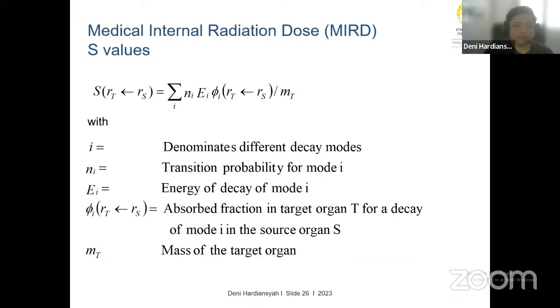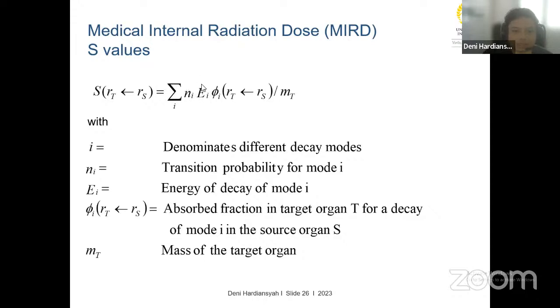What is the S value? The S value itself is basically related to the physical and also the geometrical components of the radiopharmaceutical drugs. We already discussed it before, right? Here we have the n_i. n_i is related to the different radiation modes of decay, because we have different modes of decay for a certain radionuclide. And then we can calculate the percentage probability for a certain mode of decay to happen.